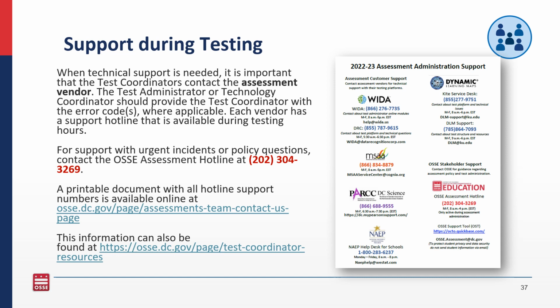Each vendor has a support hotline that is available during testing hours, which are found on this slide and on the Contact Us page of the OSSE Assessment website. For support with urgent incidents or policy questions, contact the OSSE Assessment Hotline at 202-304-3269. A printable document with all hotline support numbers is available online at the link provided. This information can also be found at the second link that is provided.